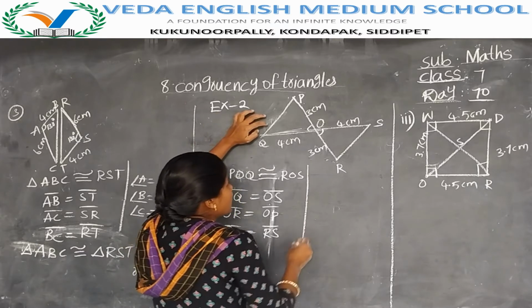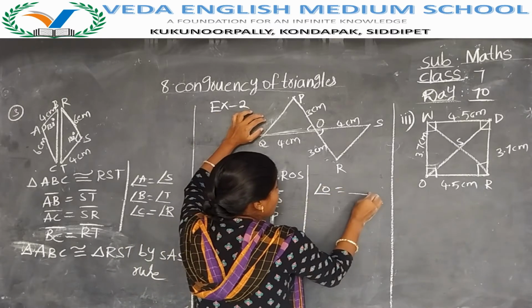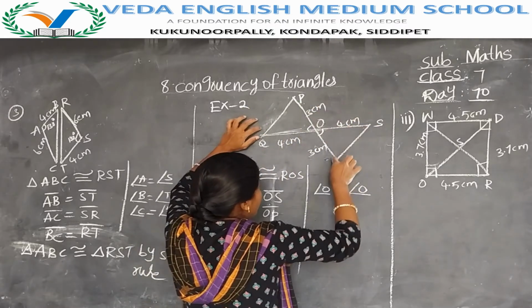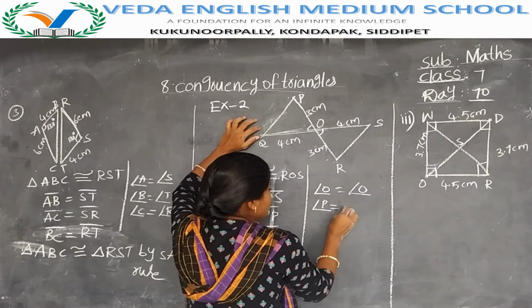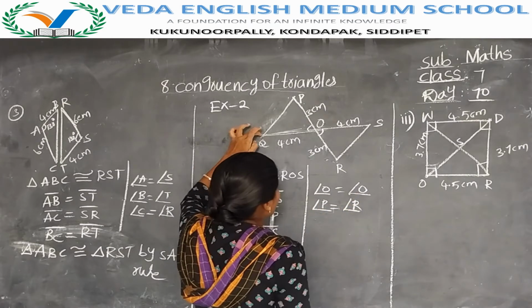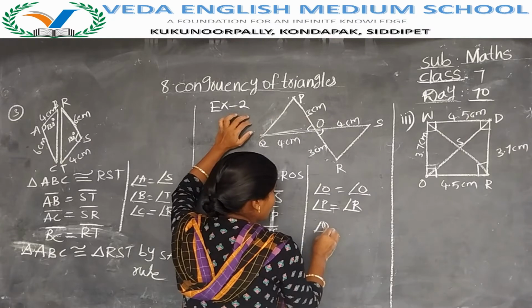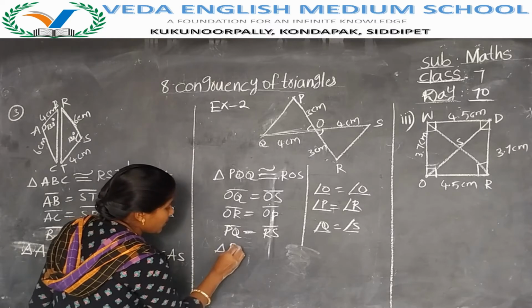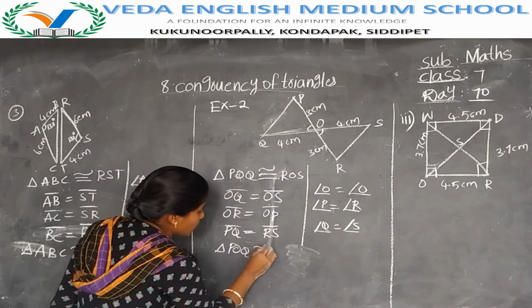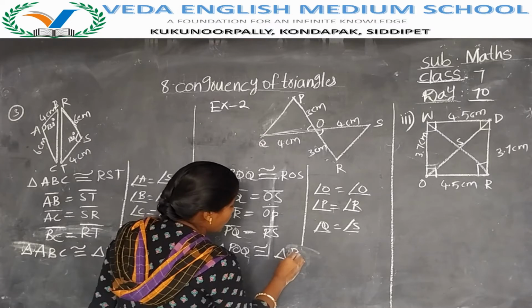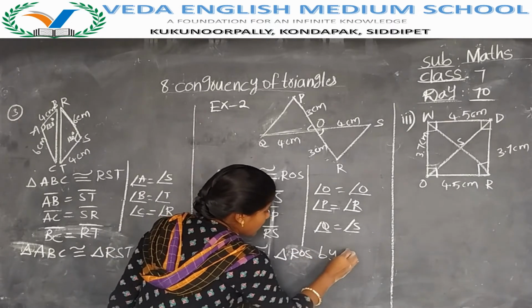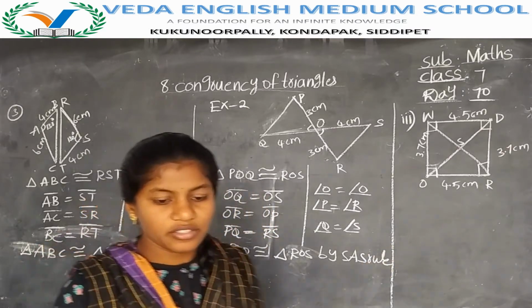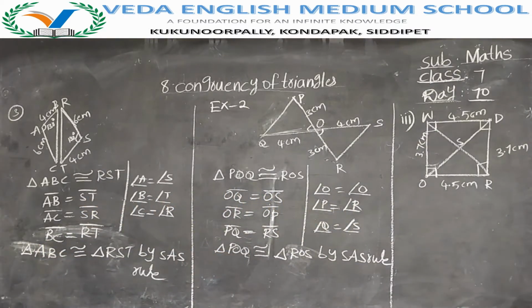Then three angles. Angle O is equal to angle O because that is common for both. Angle P is equal to angle R. Angle P falls on angle R. Angle Q falls on angle S. So you have to say that triangle POQ is equal to triangle ROS by the SAS rule.